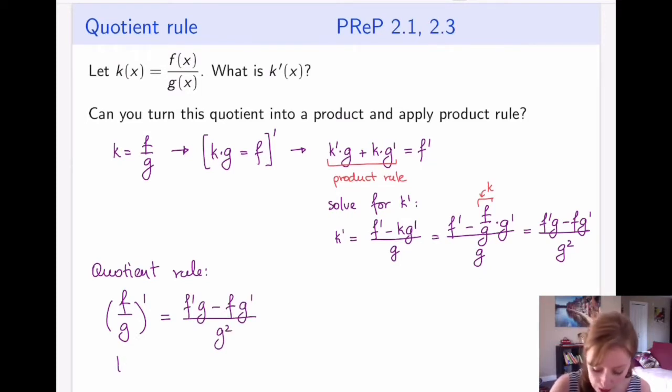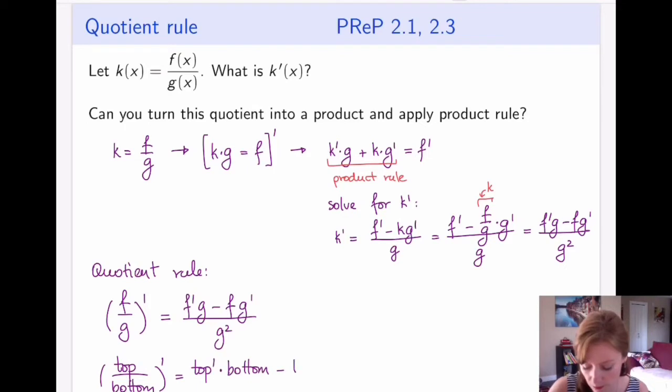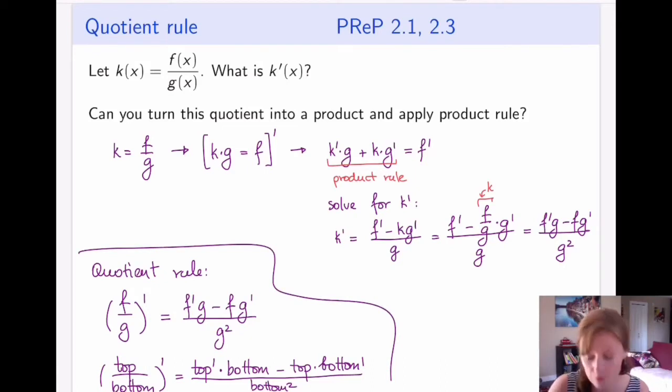If you prefer, it might be easier to think of that in terms of top and bottom. So if I take a derivative of a function that is a fraction with numerator and denominator, top and bottom, then the quotient rule says that it's the derivative of the top times the bottom function, minus the top times the derivative of the bottom function, all divided by the square of my bottom function. Okay, so this is the quotient rule.